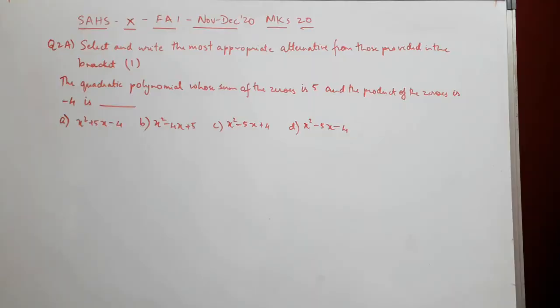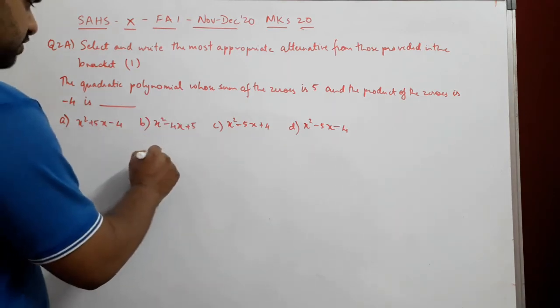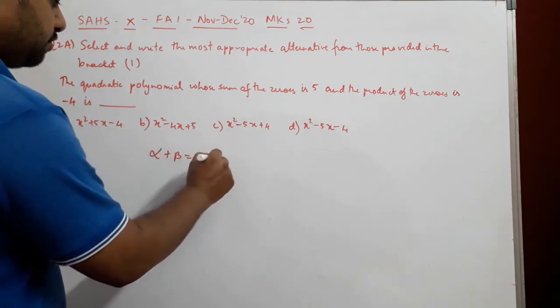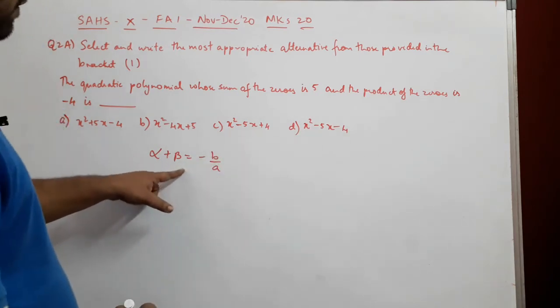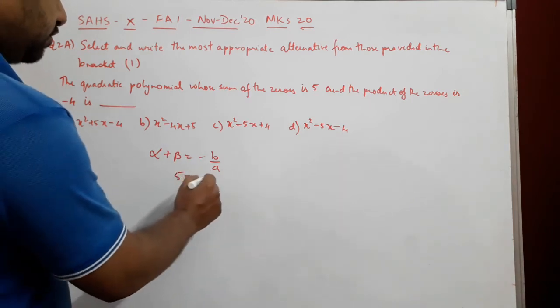Coming to question 2a, it says select and write the most appropriate alternative from those provided in the bracket. 1 mark for this question. The problem is: the quadratic polynomial whose sum of the zeros is 5 and the product of the zeros is minus 4 is dash. We need to find the quadratic polynomial. We have been given the sum of the zeros is 5. So how do we get the sum of the zeros? Alpha plus beta equal to minus b upon a.